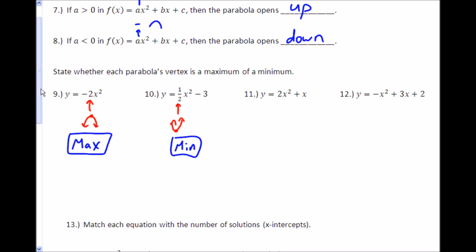The next one is positive. So once again, that opens up. Vertex is at the bottom. So that's a minimum. And then the last one of these, the a value is negative, which means this opens down, which means my vertex is at the top, making it a maximum. And it's important to understand that relationship because it helps us graph certain things much quicker.